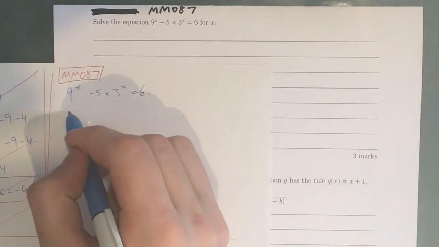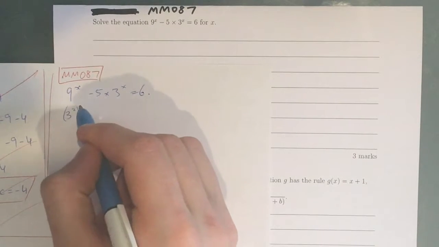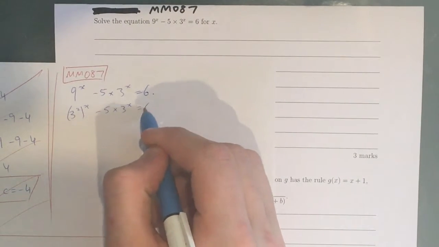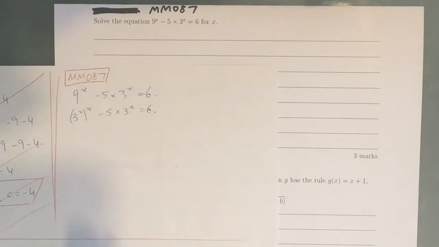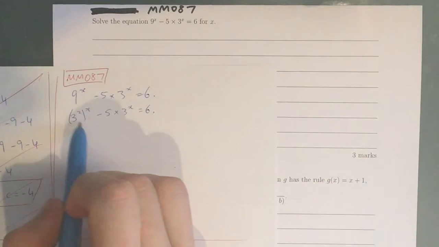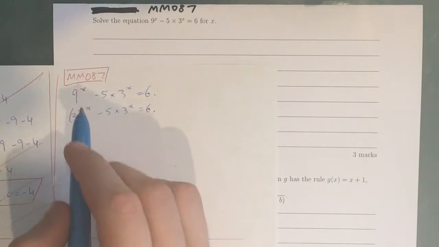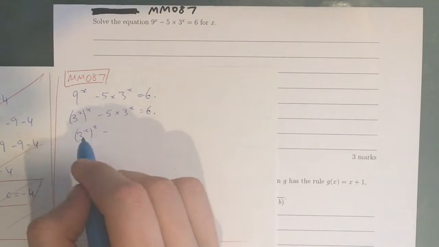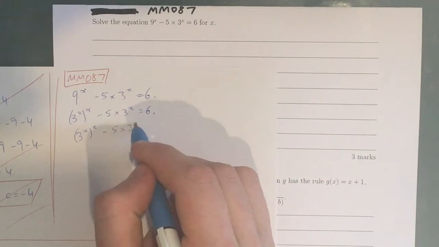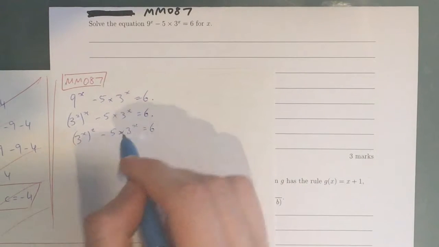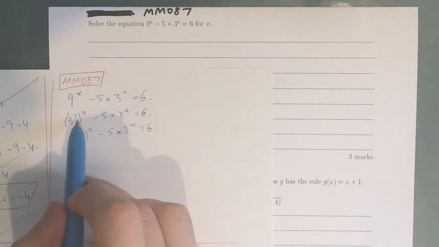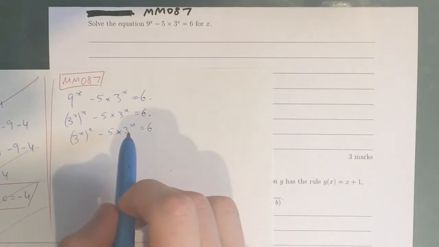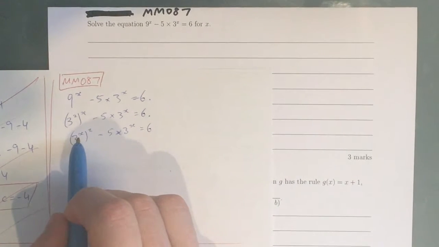So 9 is equal to 3 squared, which really helps us. So that means that this is equal to 3 to the power of 2x, which means that it's equal to 3 to the power of x, all to the power of 2. Same thing here. Because with our index laws, all this becomes is 3 to the power of 2x, and it doesn't matter what order that goes in.